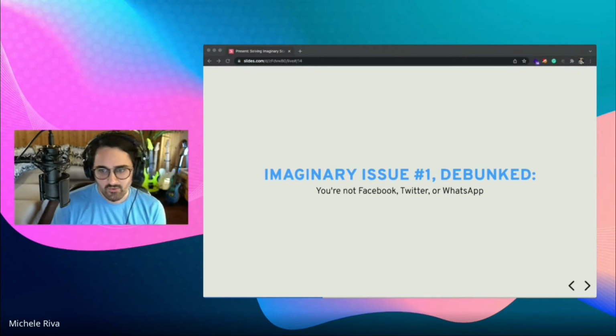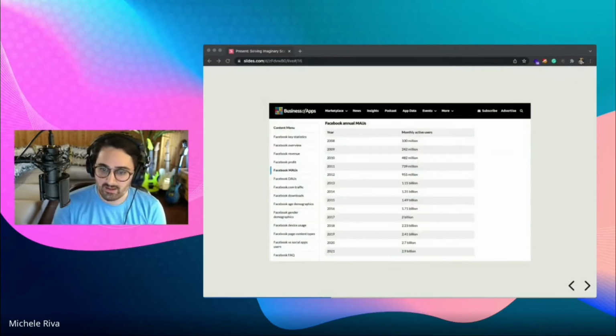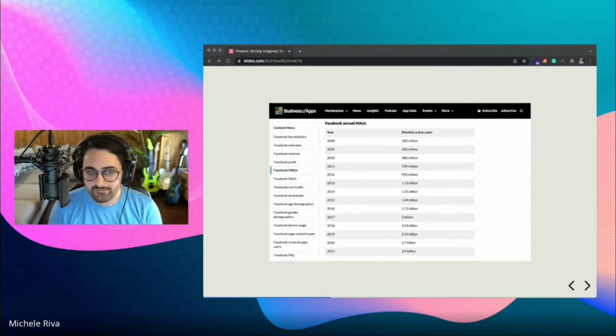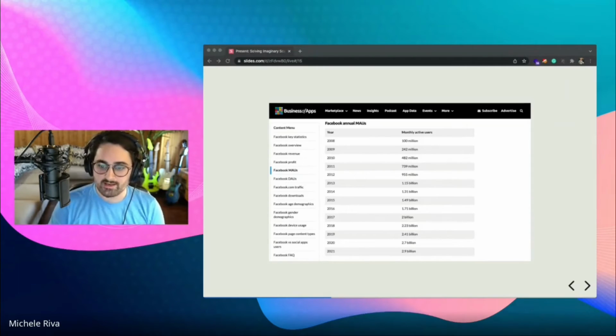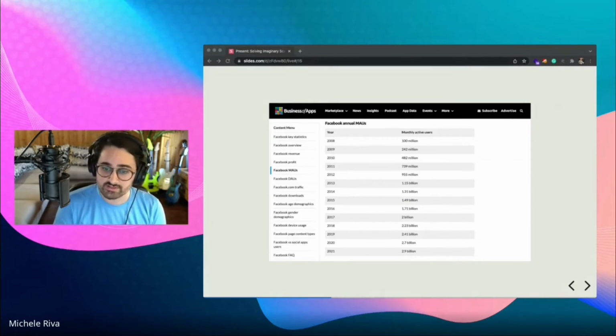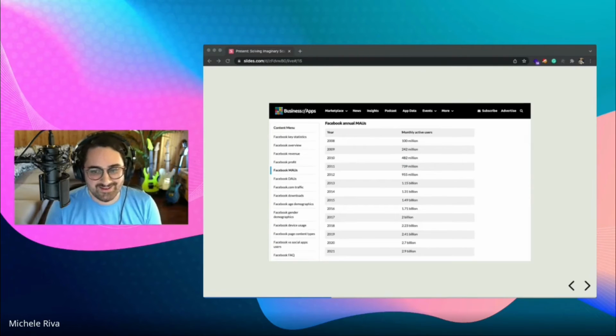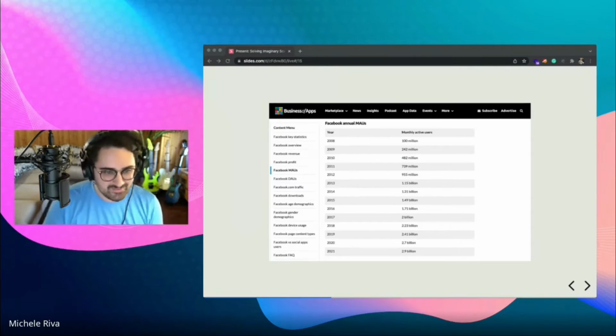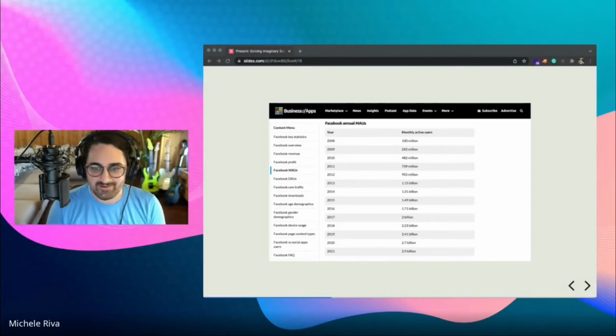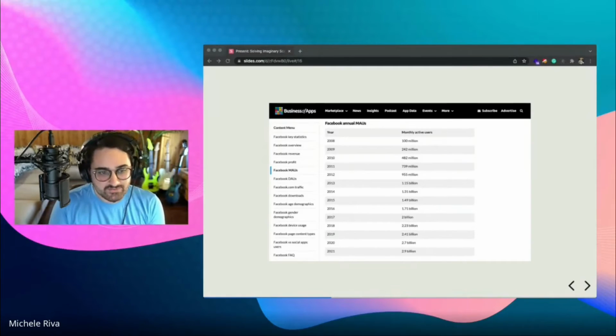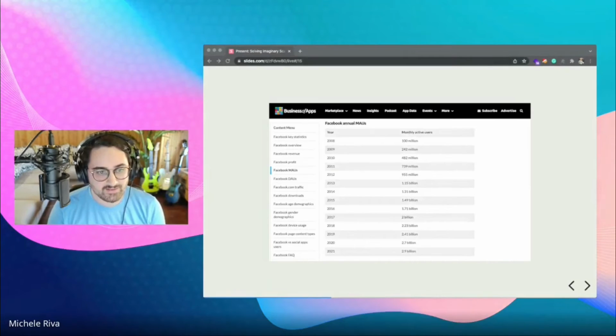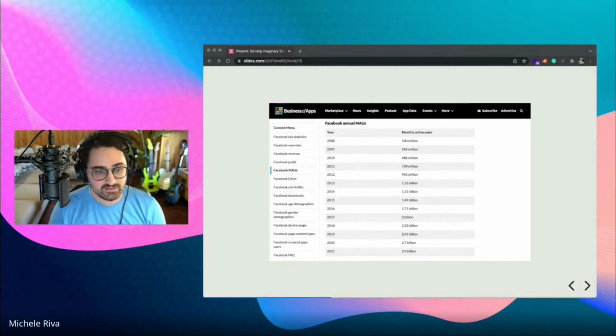So let's see what I mean by you're not Facebook. We are not Facebook. In 2021, Facebook was serving 2.9 billion monthly active users. And it's a lot. I mean, we are almost 8 billion people on the whole planet. That means a lot of them have access to Facebook. So that's the grade of scaling that Facebook is going to provide to us. And we are unlikely to build something as big as Facebook.